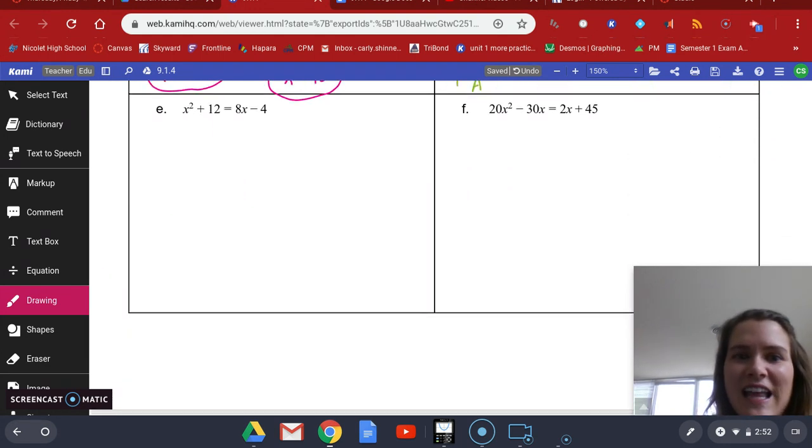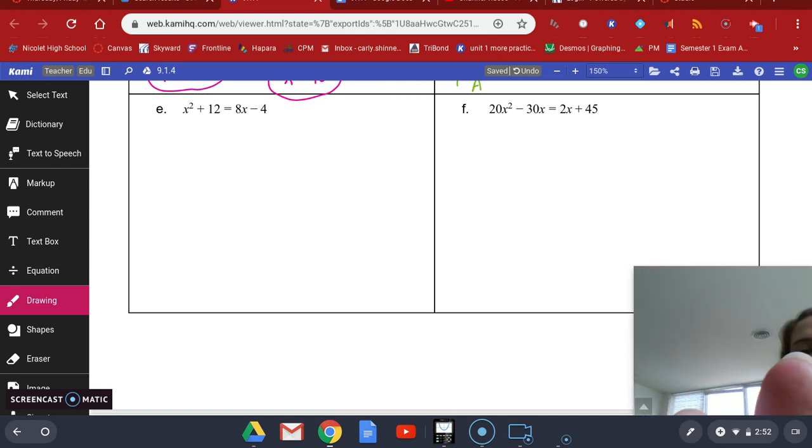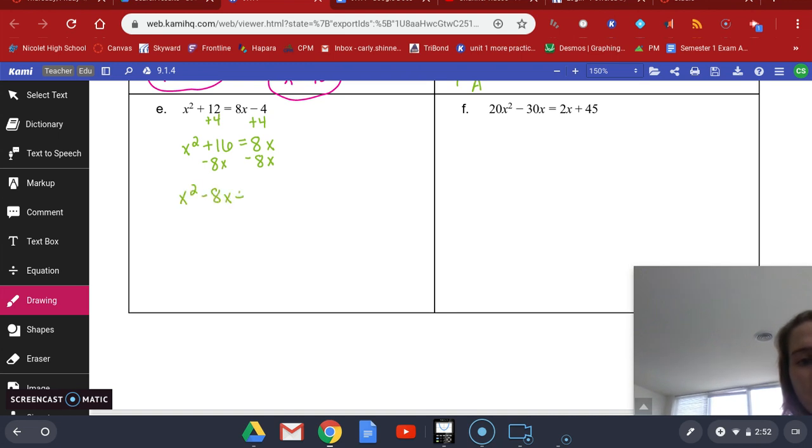Alrighty, let's do these last two here, folks. They are trying to trick us as well, aren't they? They are not set equal to 0. So your first step is to make sure they are set equal to 0. So I'm going to add 4 to both sides. Oops, but then I still have to subtract 8x. And that guy's got to go in the middle, right?